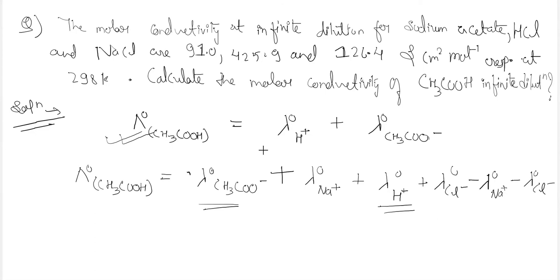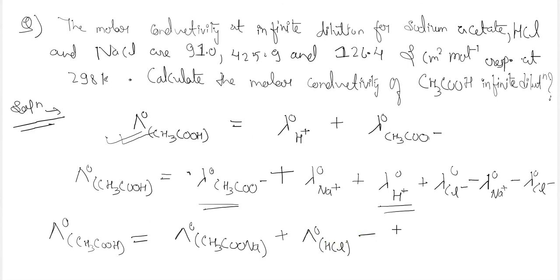Now putting the values which have been given in the question. Lambda of CH3COOH equals lambda of CH3COONa plus lambda of HCl minus lambda of NaCl. The molar conductance of sodium acetate plus the molar conductance of hydrochloric acid minus the molar conductance of sodium chloride will give me the value for the molar conductance of acetic acid.